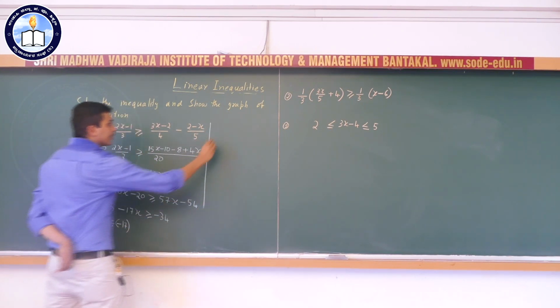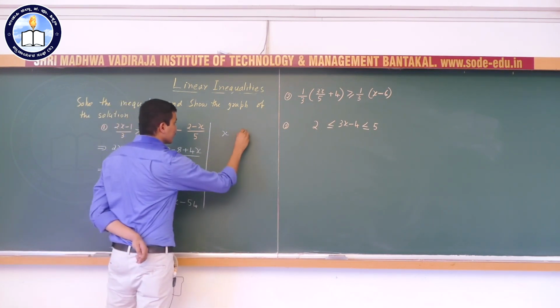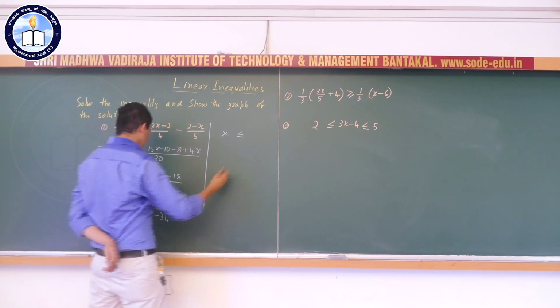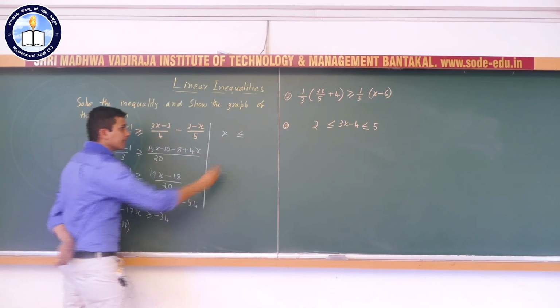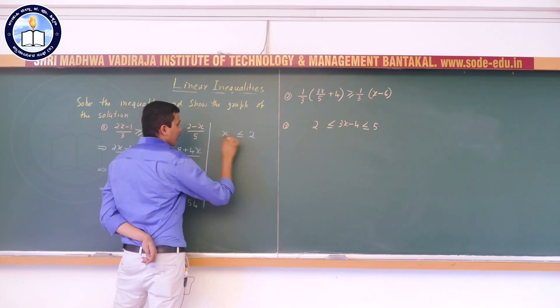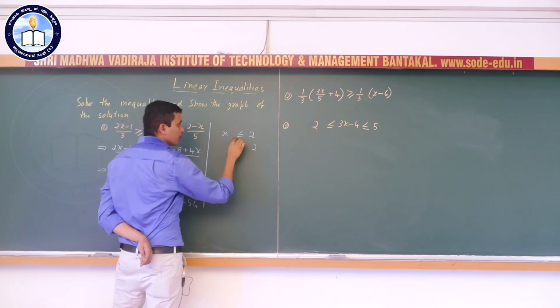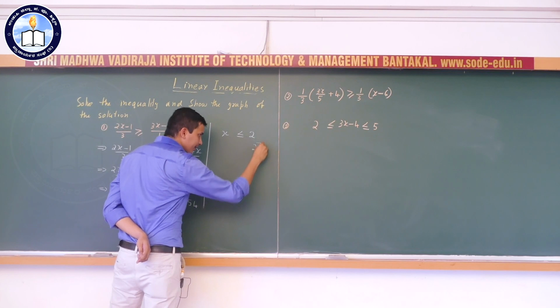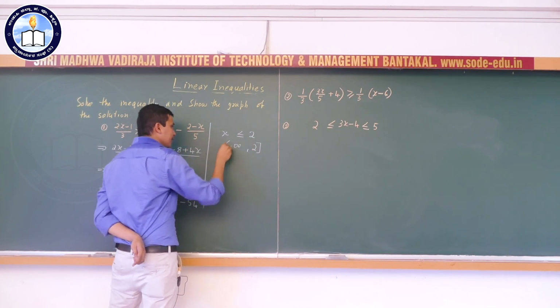For this one, it is x here, but what happens to the inequality? Yes, it reverses, right? So it reverses, and on the other side it comes as 34 divided by minus 17, so it comes as 2. So how can I write that solution set? x is less than or equal to 2, so on the left side I move, the 2 is included, because it is equal to 2, right? It is a closed interval, and here it is minus infinity, like this way it comes.